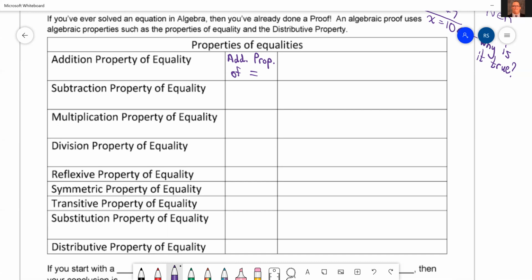What that says is that if A equals B, where A and B are just variables, then A plus C has to equal B plus C. Kind of goes back to the old saying, what you do to one side, you have to do to the other. And these next three properties after this, they're going to be pretty similar to this one.